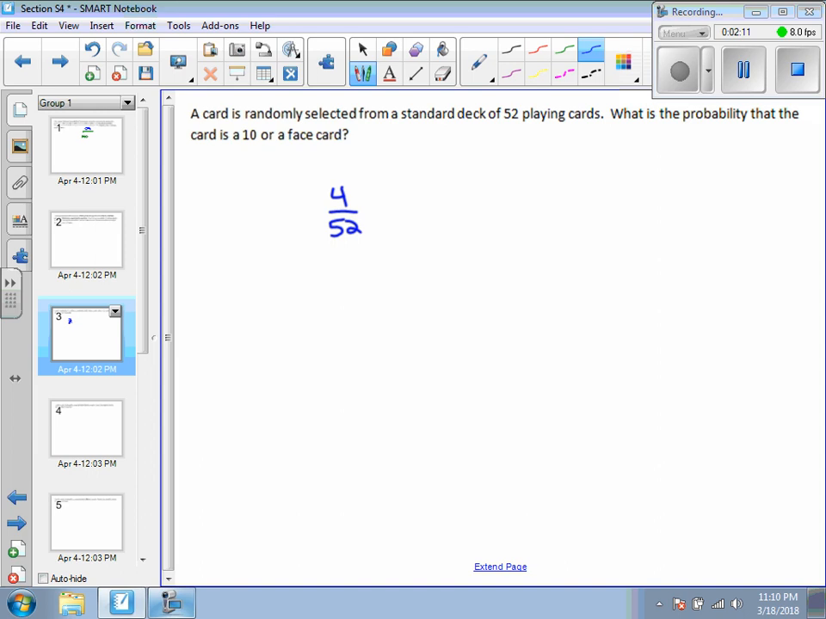Now, how many face cards do we have in a deck of cards? Well, there are 4 suits in a deck of cards and 3 face cards in each suit. So that means that we have 12 total face cards out of the 52. Is it possible for a card to be a 10 and a face card at the same time? It is not. As a result, those are mutually exclusive events. So we're going to simply take 4 plus 12, and we're going to add those together. And that gives me 16 out of 52.